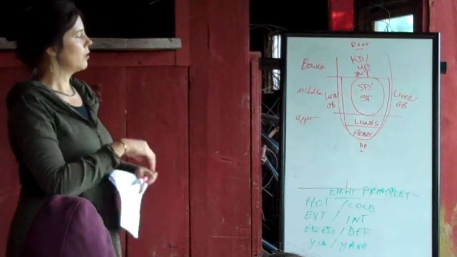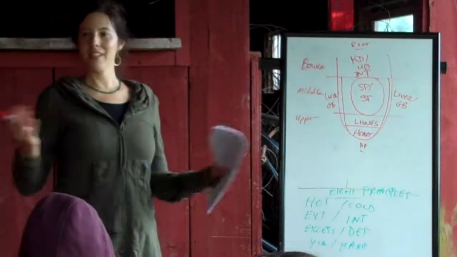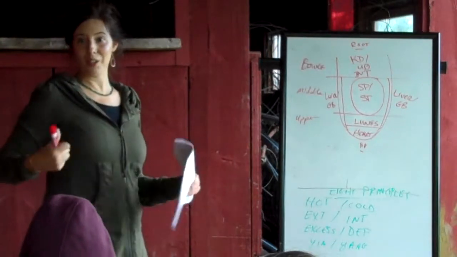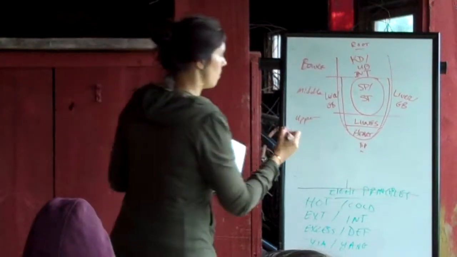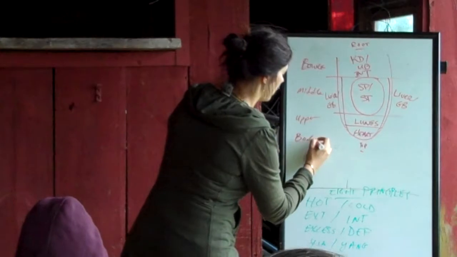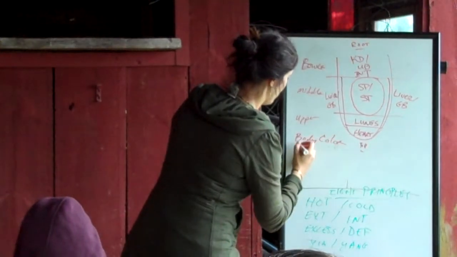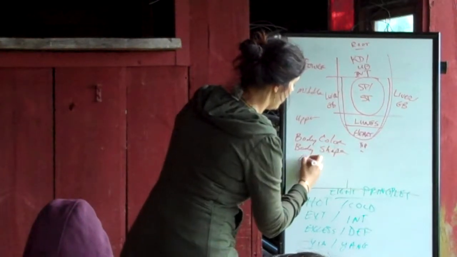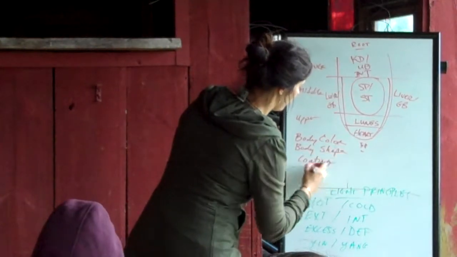And then from there, when we're looking at the tongue, you can see all kinds of things. There are some key categories that you're going to look for. You're going to look at the body, what they call the body color, the body shape, the coating, and the moisture.